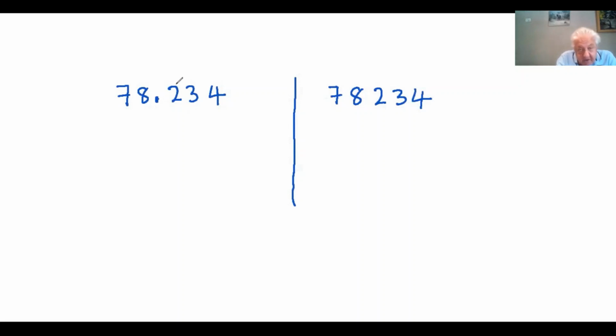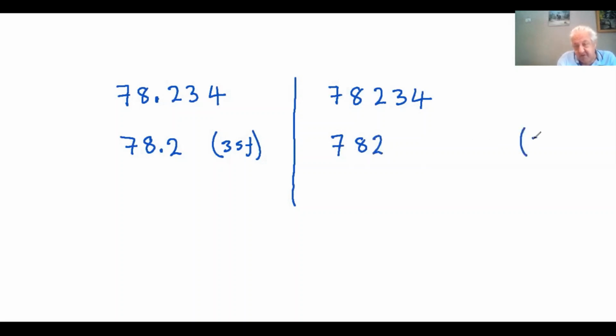So here, I look at my 4th significant figure. It's a 3, so the 2 stays unchanged. So I get 78.2 to 3 significant figures. Okay, this is fine. Now let's come to this one. What I've seen students do when they're rounding off, they look at the 4th significant figure, leave this unchanged, and then they write 782. I think you can see immediately that this is completely wrong.